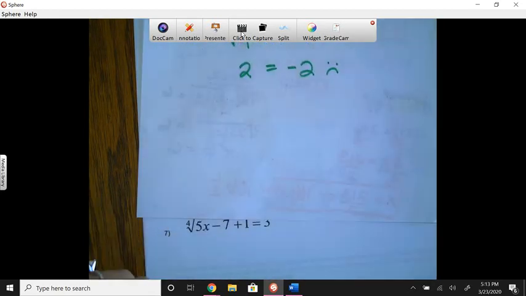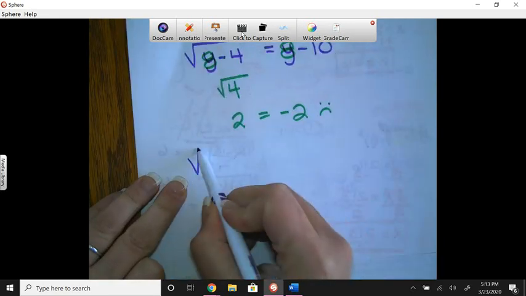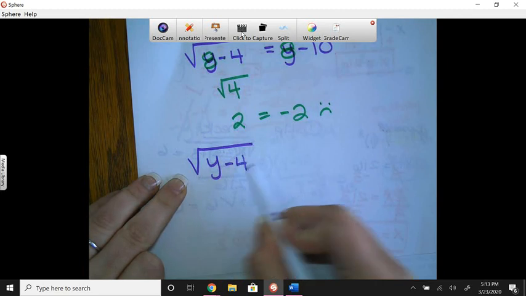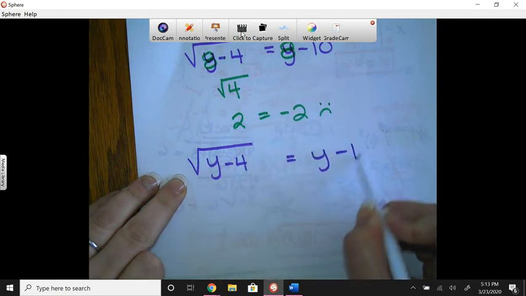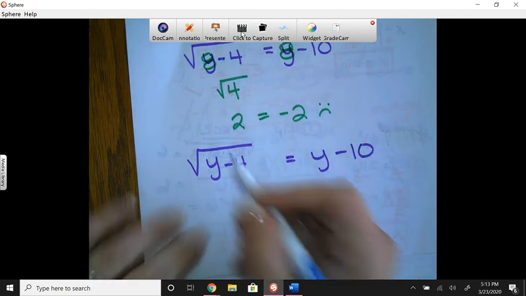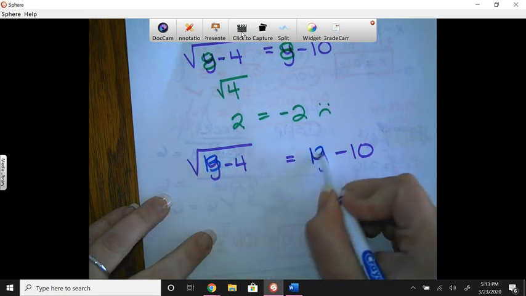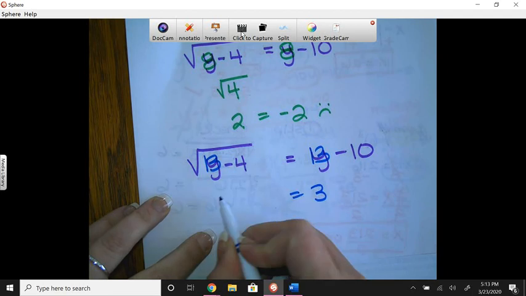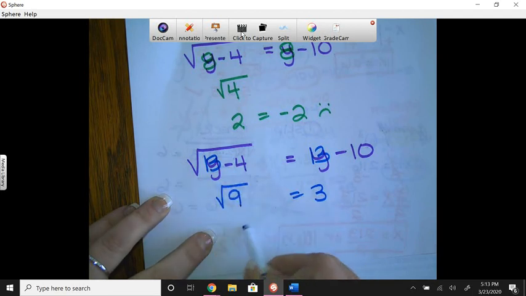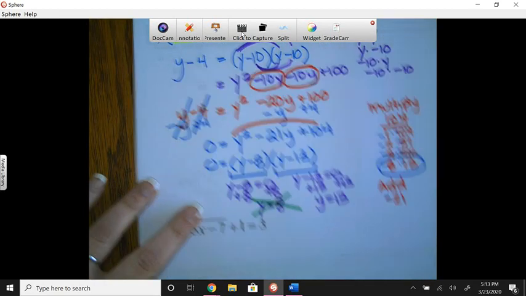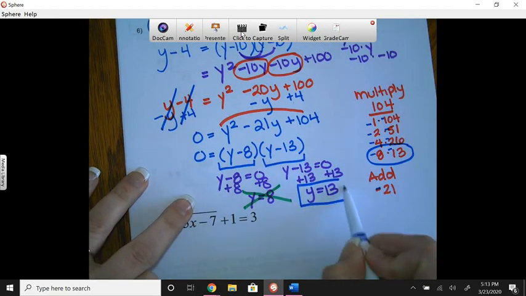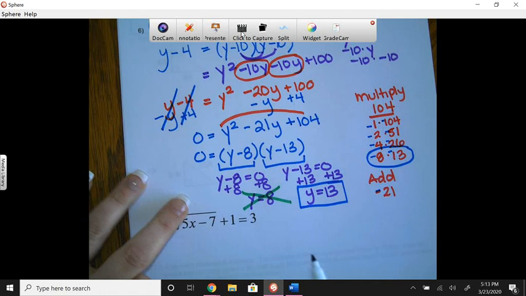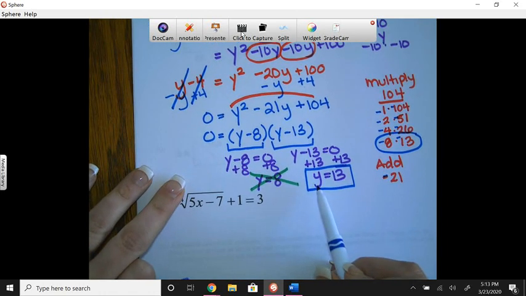Now we're going to try it again, and this time we're going to use 13 for y. I'm going to put 13 here. 13 minus 10 is 3. 13 minus 4 is 9. The square root of 9 is 3. And so that solution works. So if we were answering this, we should just write that our answer is 13.